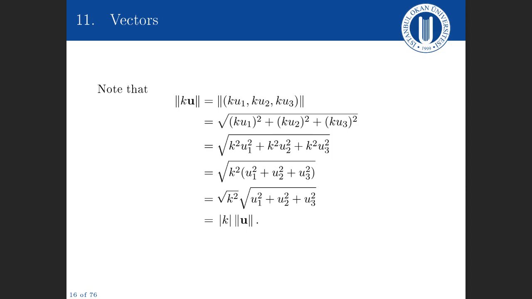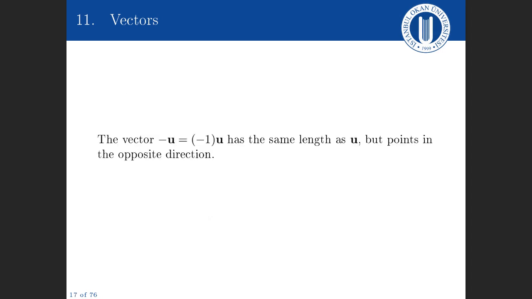Now, before I go on, just emphasize this. If we have a vector, we use 2 vertical lines. When we have a number, we use 1 vertical line. The vector minus u, or -1 multiplied by u, has the same length as u, but points in the opposite direction from u.